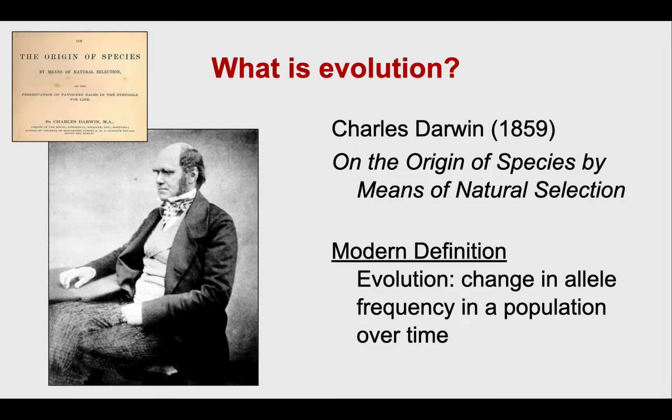This man here was very influential, especially in the theory of evolution. Charles Darwin, I am sure you have heard his name before. He wrote that very famous book, On the Origin of Species by Means of Natural Selection, which led to our modern definition of evolution: the change in allele frequency in a population over time. Remember, alleles underlie the traits that we see. Genotype influences phenotype. We are talking about the change in allele frequency, which is the variations in your genotype in a population over time.